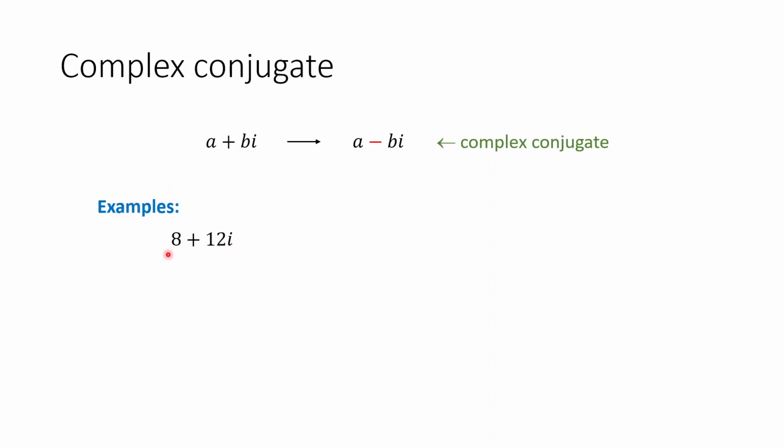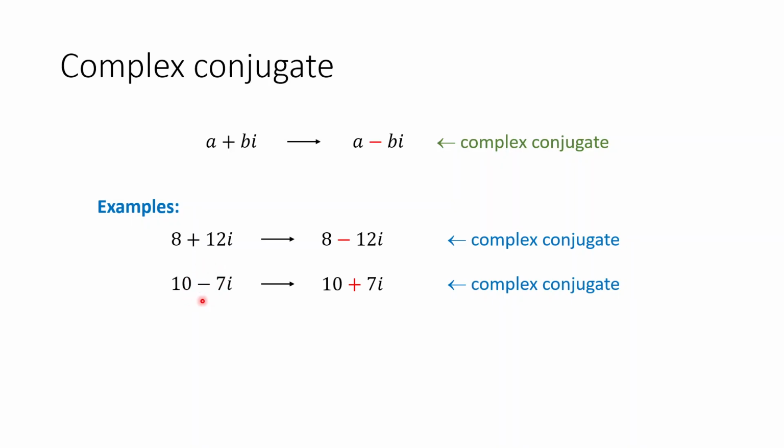Examples: this is a complex number 8 plus 12i. Change the sign of the imaginary part, you get 8 minus 12i. This is the complex conjugate of this complex number. This is another complex number, 10 minus 7i. Change the sign of the imaginary part, you get 10 plus 7i. This is the complex conjugate of this complex number.